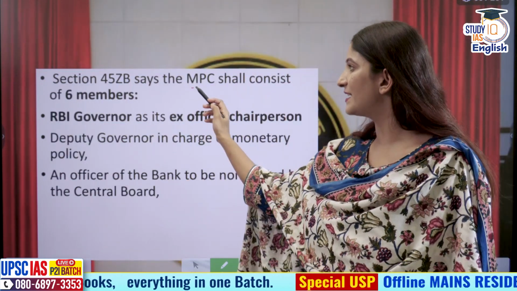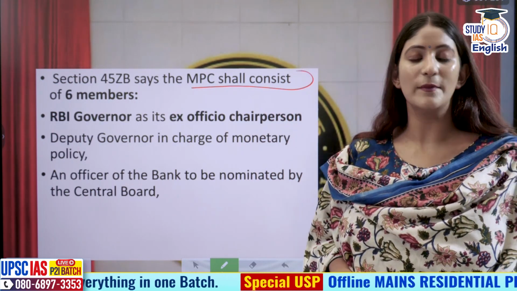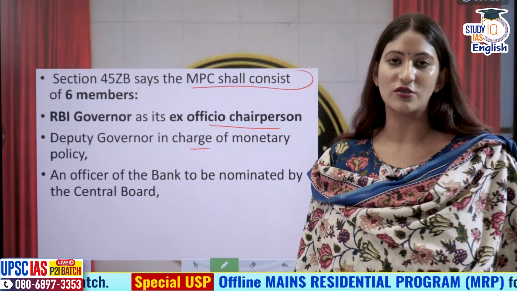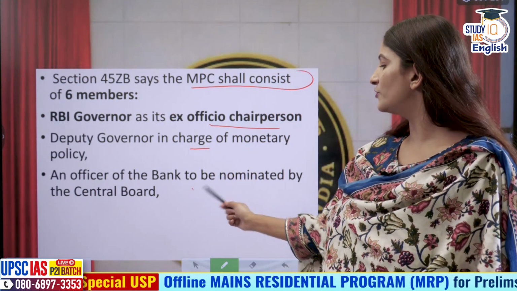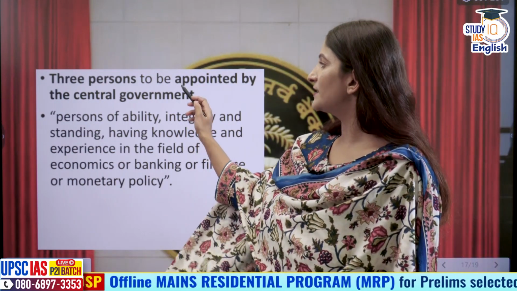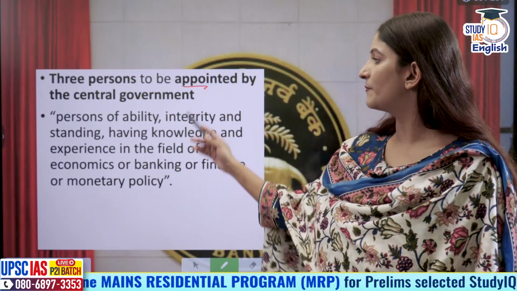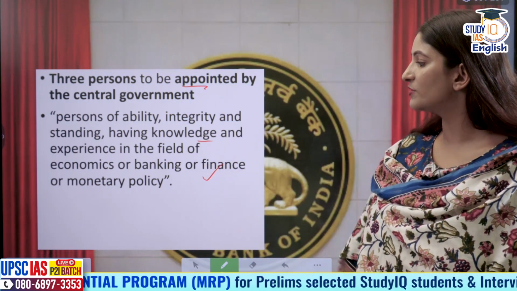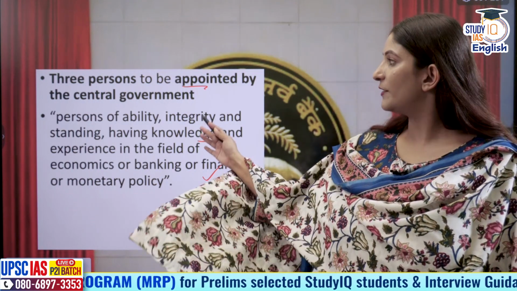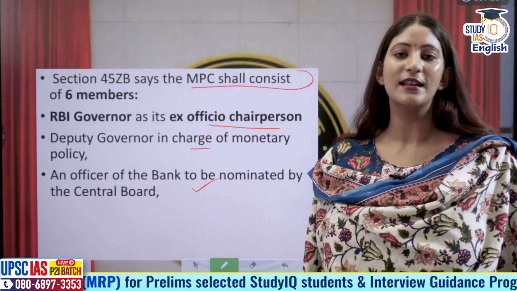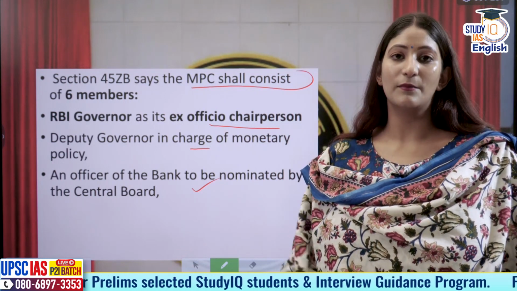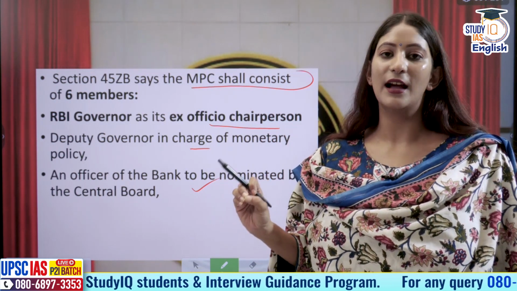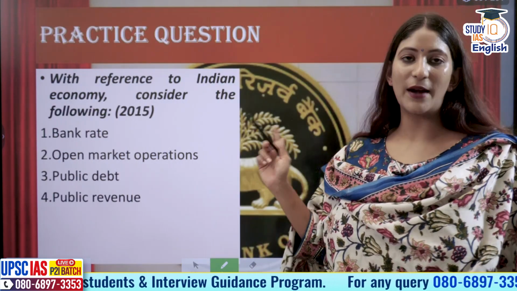Section 45ZB says the MPC shall consist of 6 members. How many members you have to remember? The RBI governor will be the ex-officio chairperson. Then we have the deputy governor in charge of the monetary policy. An officer of the bank to be nominated by the central board. 3 persons will be appointed by the central government on the basis of persons of ability, integrity and standing, having knowledge and experience in the field of economics or banking or finance or monetary policy. So 3 from the central government, and unanimously the monetary policy committee has now come on the ground that they are going to keep the repo rate unchanged. Okay, remember that.